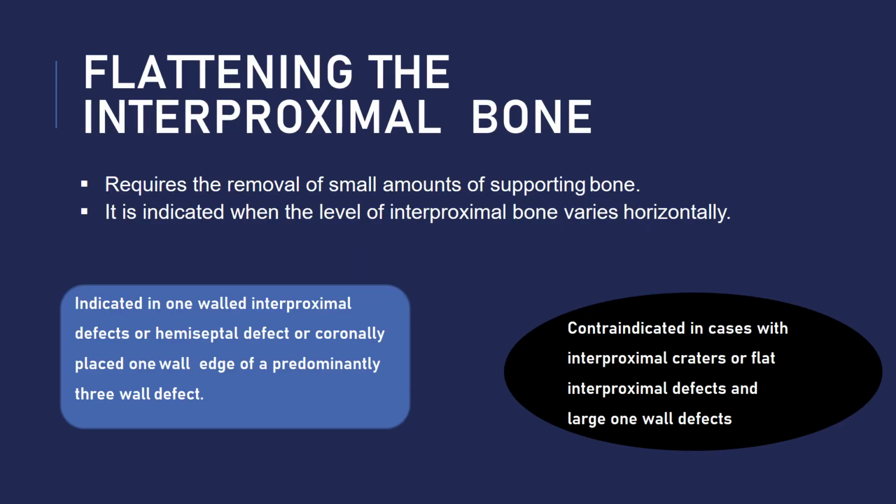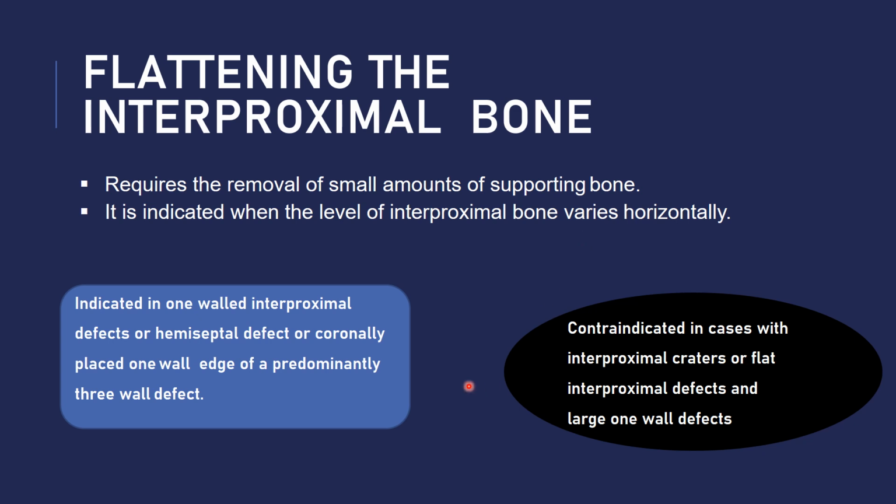So coming to the third step, the first step under osteectomy, there is flattening the interproximal bone, which requires the removal of a small amount of supporting bone. We are flattening the interproximal area, that is a thickened area. It is indicated when the level of interproximal bone varies horizontally. If there are irregularities in the interproximal bone, that is with the interdental bone, then we will make it smooth and remove it. That is the flattening of interproximal bone.